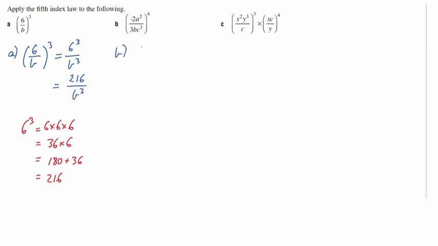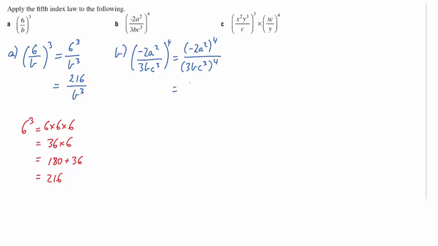For part B, we have negative 2a squared divided by 3bc cubed, all to the power of 4. And we have to be pretty careful here because we're going to take the numerator and the denominator to the power of 4, but we're going to keep brackets here so we make sure we take the whole numerator to that power. So we have negative 2a squared to the power of 4 divided by 3bc cubed to the power of 4.